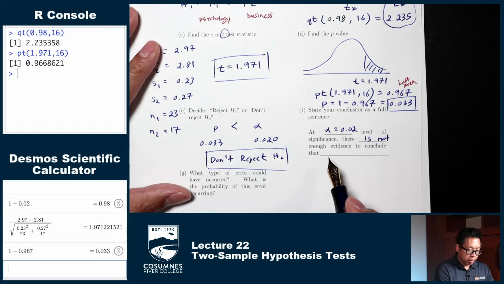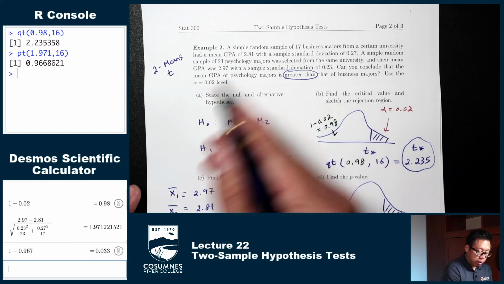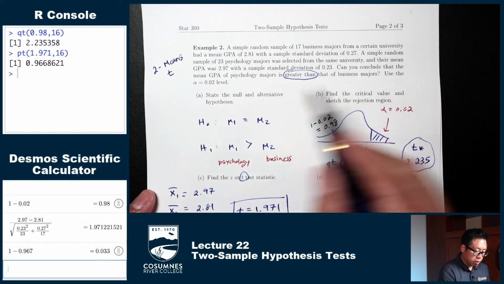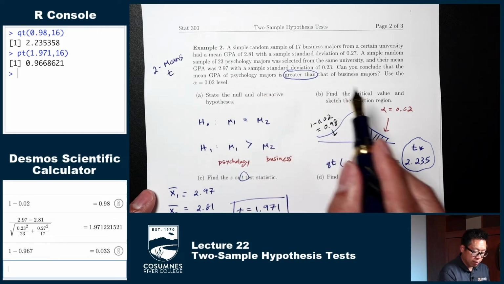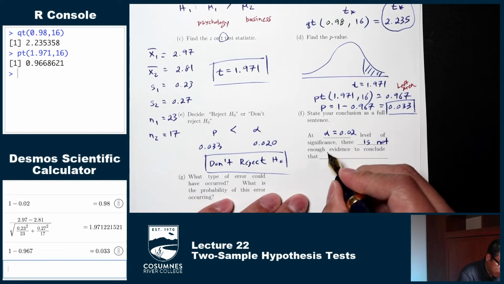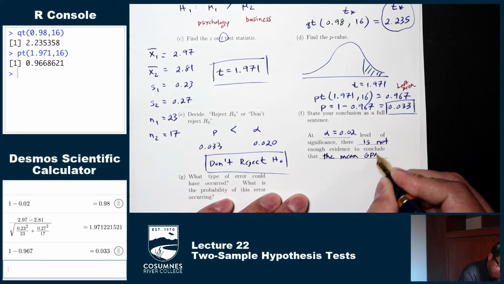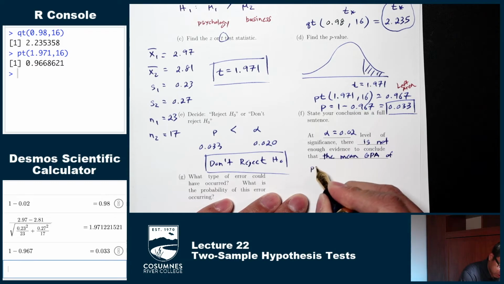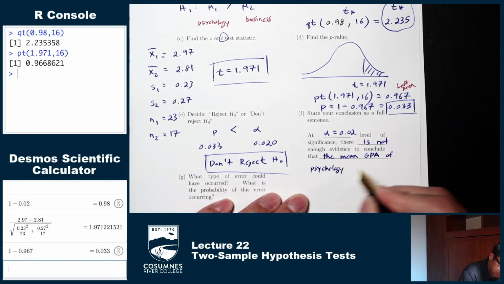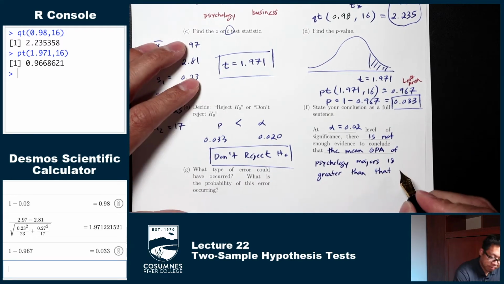So then there's not enough evidence to conclude that, and we'll just translate H1, which I usually get from the original question. Can you conclude that the mean GPA of psychology majors is greater than that of business majors? So that part. There is not enough evidence to conclude that the mean GPA of psychology majors is greater than that of business majors.